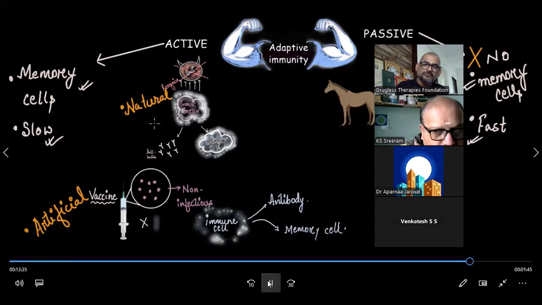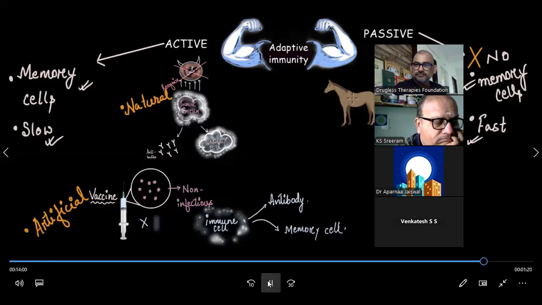So even in natural and artificial, if we see, both antibodies and memory cells are produced. Now, just like active immunity, passive immunity also has natural and artificial immunity. So what do you think this is? The antivenom shot? Is it a natural or artificial passive immunity?